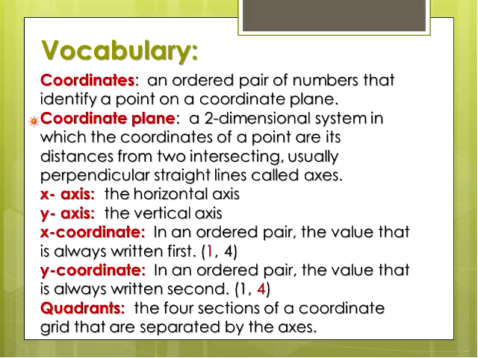The coordinate plane is a two-dimensional system in which the coordinates of a point are its distances from two intersecting, usually perpendicular, straight lines called axes. That's what a coordinate plane is. And think about that, two-dimensional. We're going to look at some real-life examples, and you'll see that they are two-dimensional as well. The x-axis is the horizontal axis. You have to read that first number left to right on the horizontal axis first. Once you got that, then you go to the y-axis. That is the vertical axis, and that's where you take the second number and you go either up or down. Is everybody pretty familiar with all of these things then? Give me a smiley.